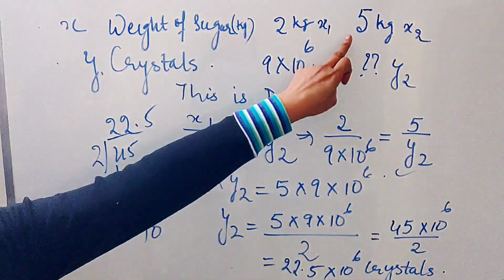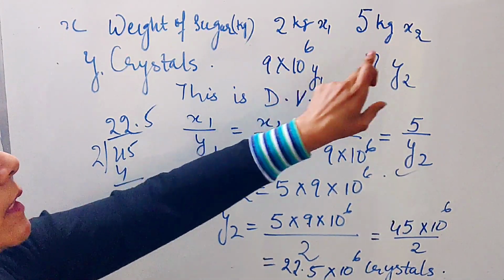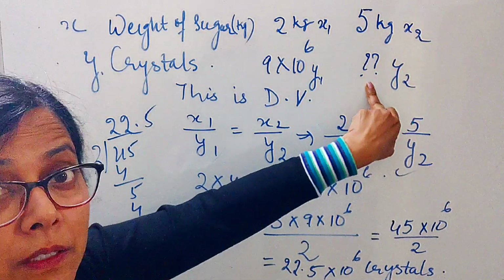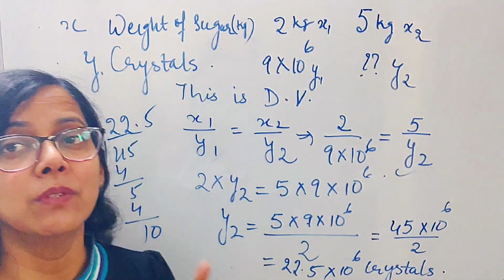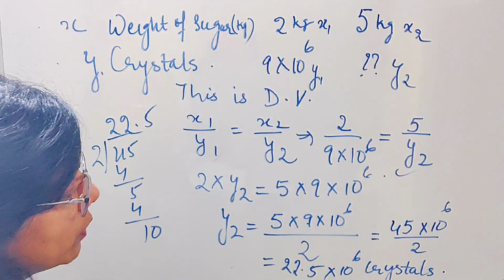So in 2 kg, it was only 9 into 10 to the power 6. Now in 5 kg, it is increased. So this is direct variation. When one thing is increasing, the other one is also increasing. So this is our answer.